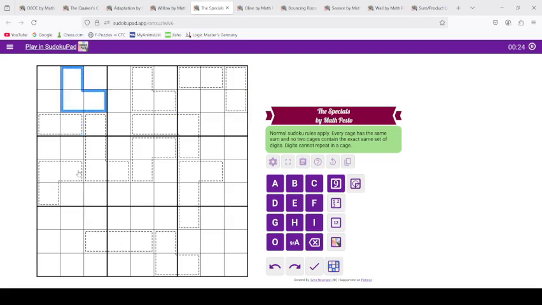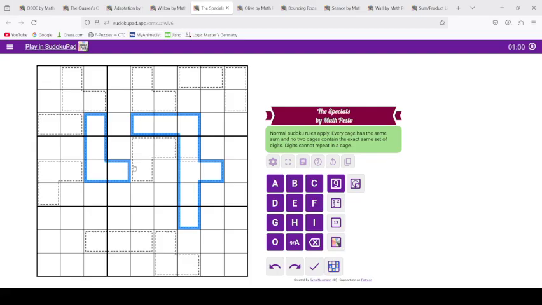1, 2, 3, 4, 5. 1, 2, 3, 4, 5, 6. 6 tetrominoes. And 3 quads. Well, the quads can't be 10 or 11. They can't be 12, because there's only 2 ways of adding up to 12 in 4 digits: 1, 2, 3, 6, and 1, 2, 4, 5. So it has to be at least 13.